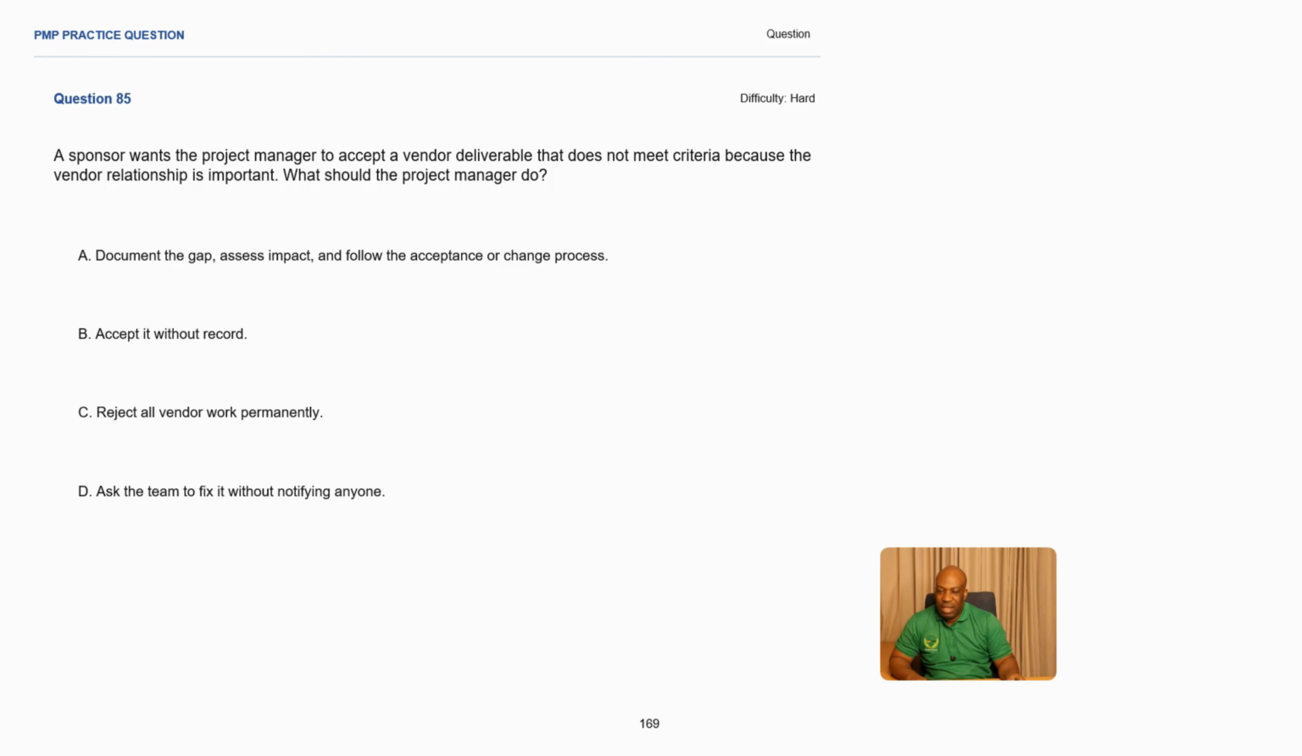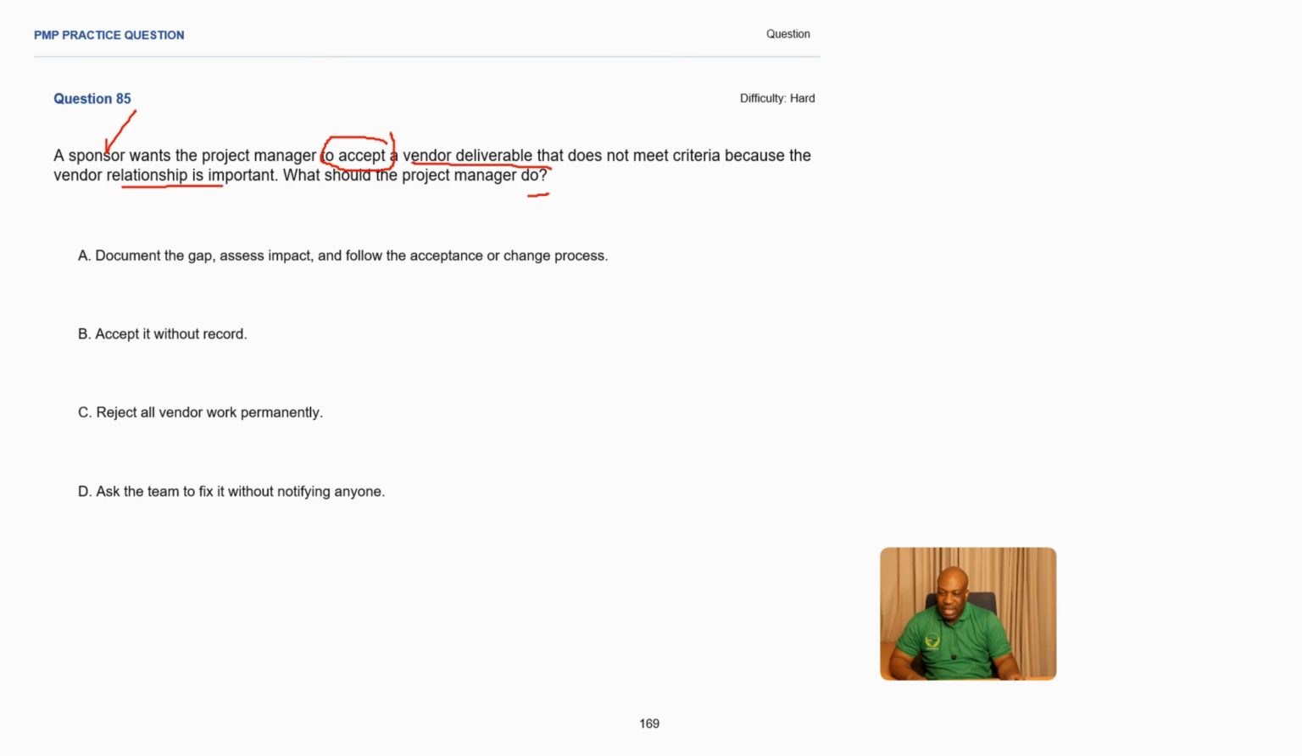Practice question number 85. A sponsor wants the project manager to accept a vendor deliverable that does not meet criteria because the vendor relationship is very important. What should the project manager do? Okay. So our problem statement, we have a sponsor here who wants the project manager to accept a vendor deliverable because they want to have a good relationship with the vendor. What should the project manager do?